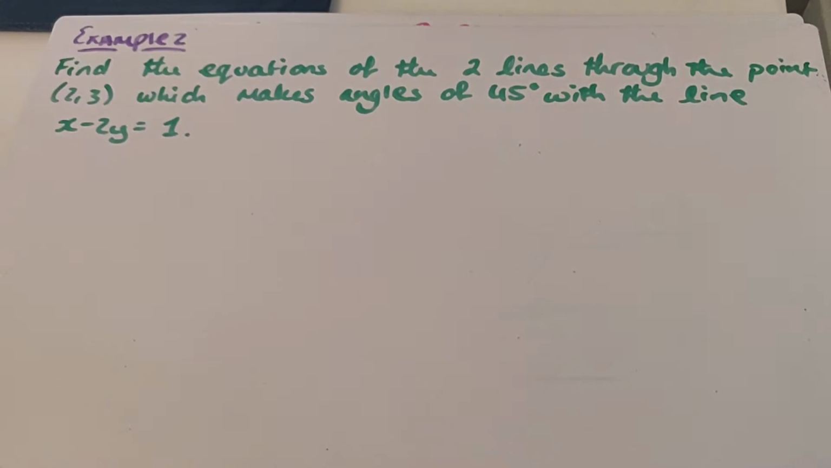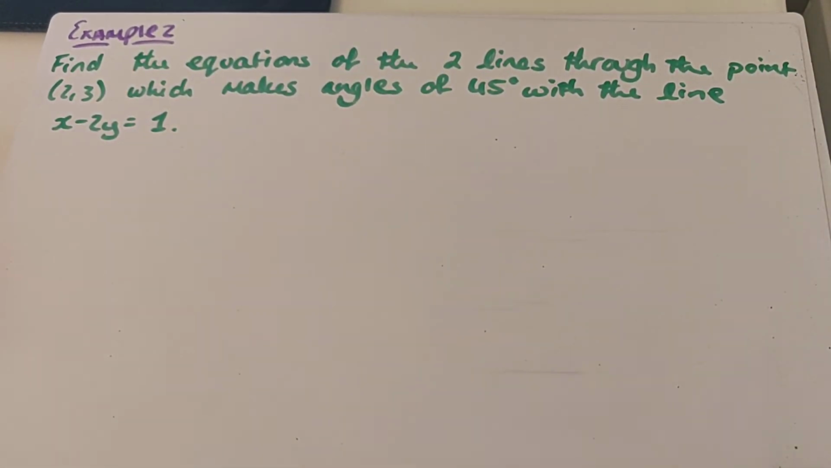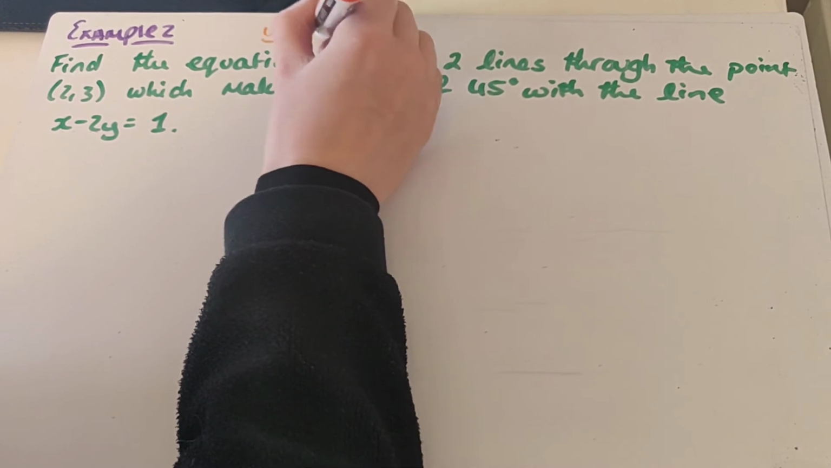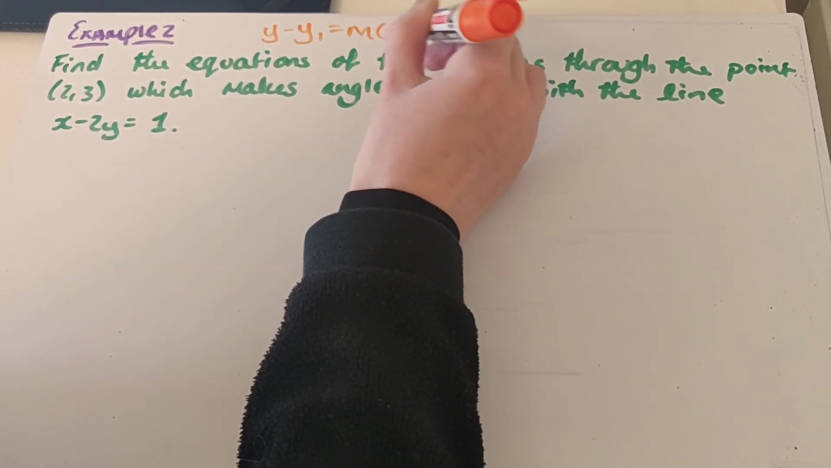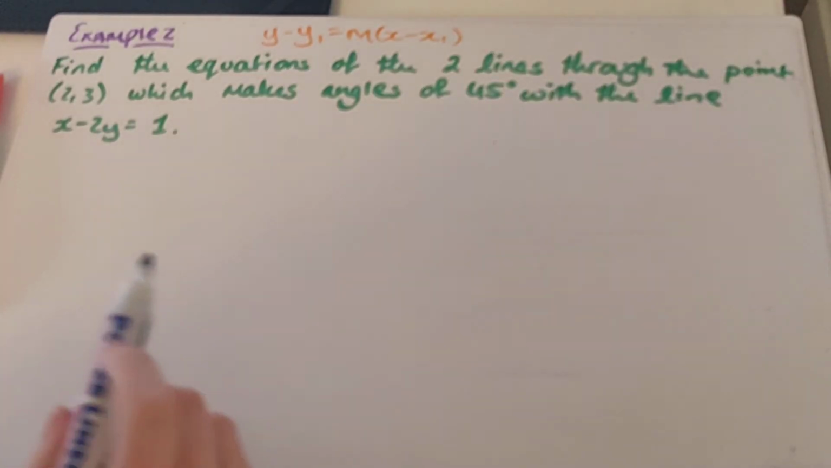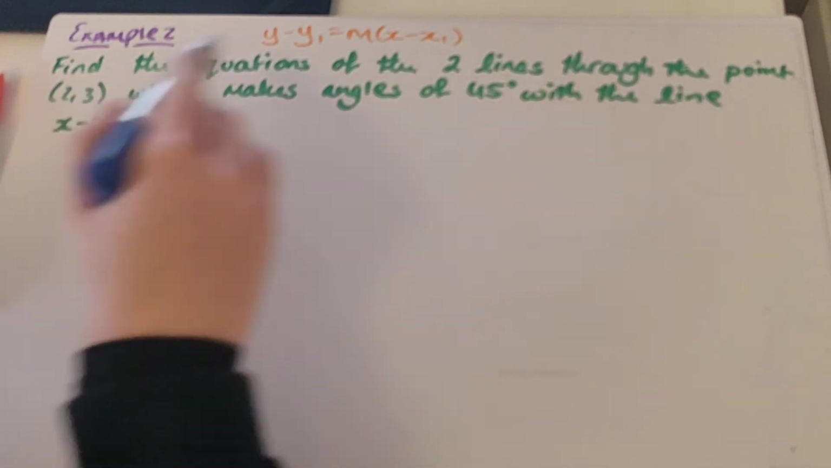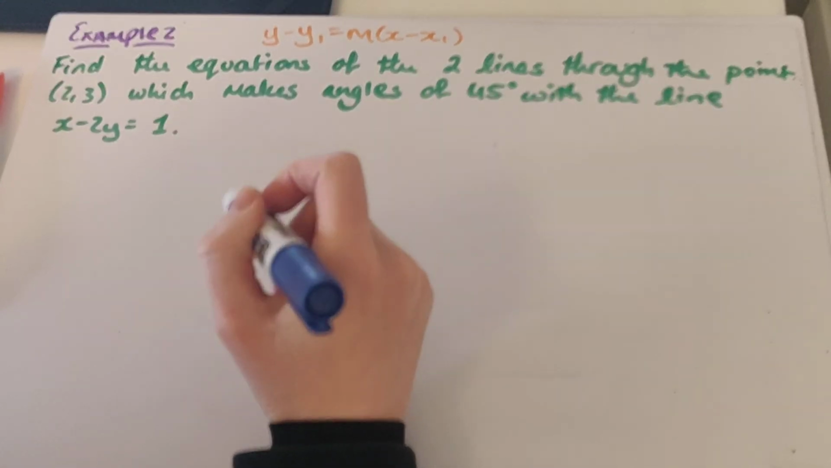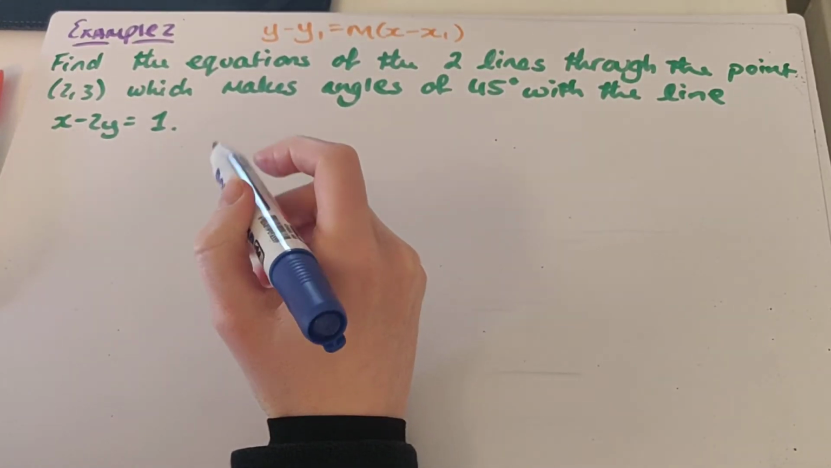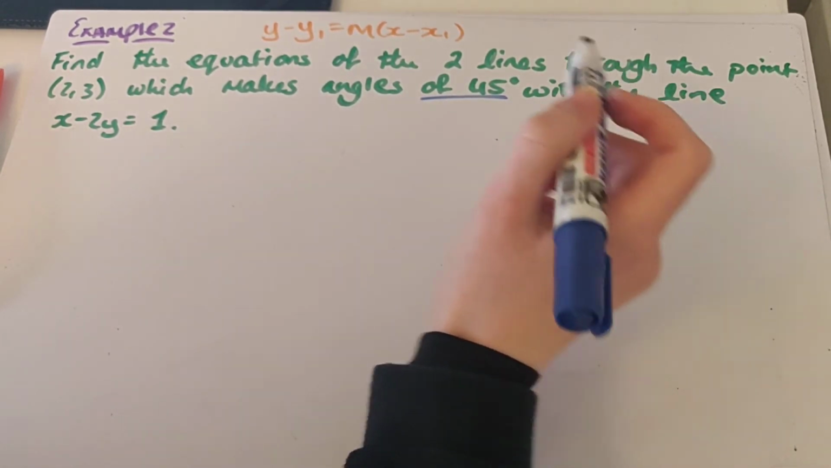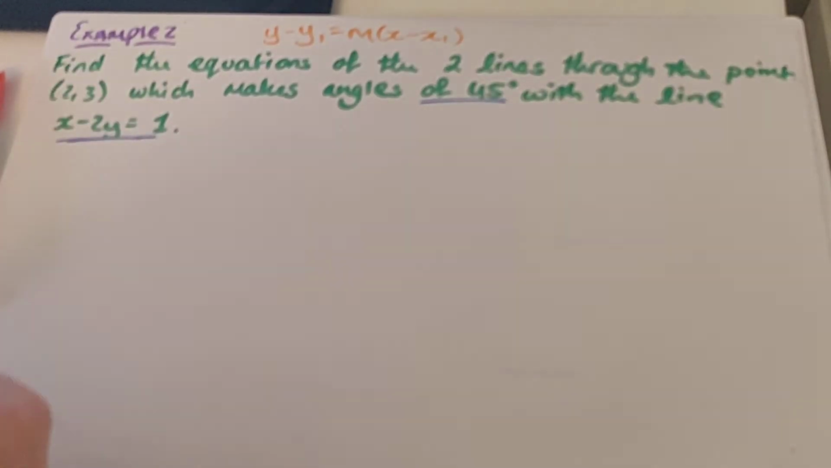Example 2 is using the same formula, but we need to remember a few things about the equation of a line. So here it says find the equation of the line. So as soon as it says find the equation of a line, I know I'm going to eventually have to use y minus y1 is equal to m by x minus x1, of the two lines, so I should have two answers here, through the point 2, 3, so this is going to be my x1, y1 for my formula, which makes the angles of 45 degrees with the line x minus 2y equals 1. Well, as soon as I see this, I know I need to use my tan theta formula. And to use my tan theta formula, I need to find the slope of this line.